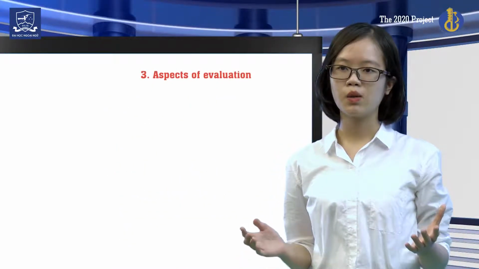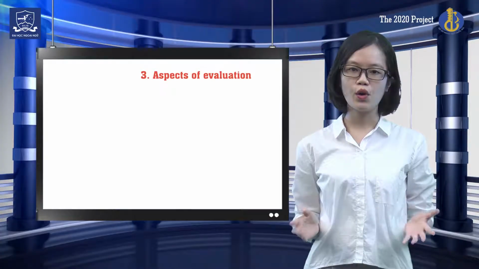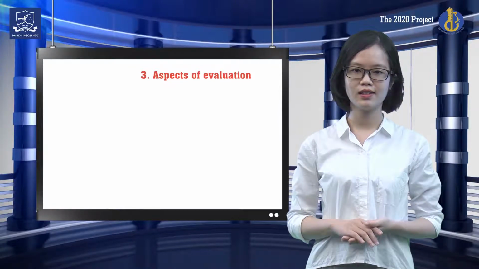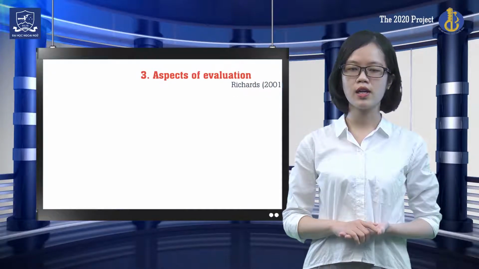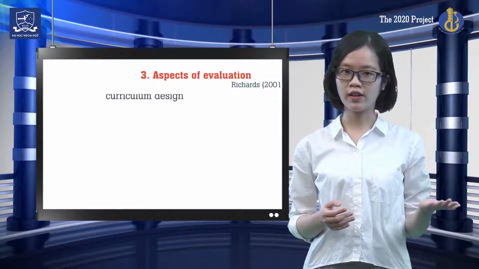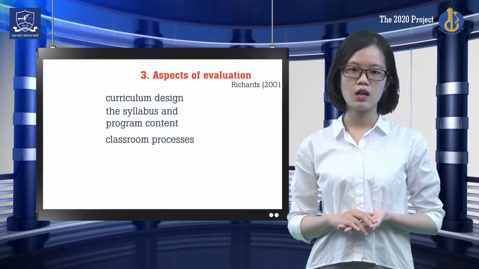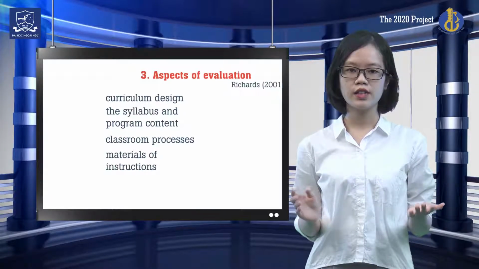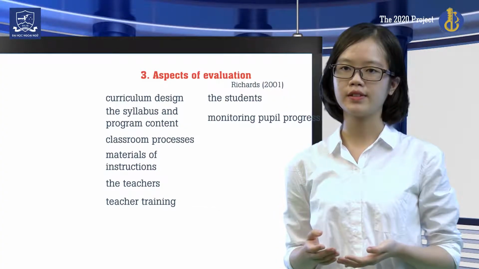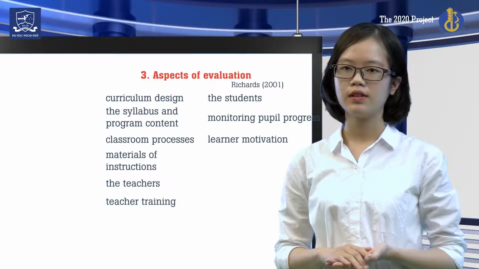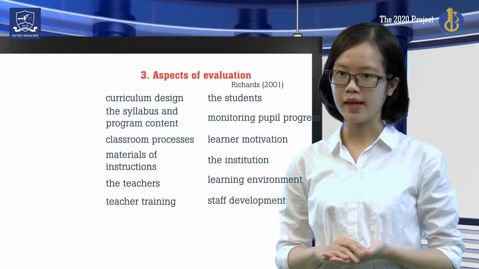What aspects of evaluation can you think of? Think about the components of a course. I know you all know the answer, right? Richards in 2001 suggested several aspects of evaluation that may include curriculum design, the syllabus and program content, classroom processes, materials of instructions, the teachers, teacher training, the students, monitoring pupils' progress, learner motivation, the institution, learning environment, staff development, and decision making.